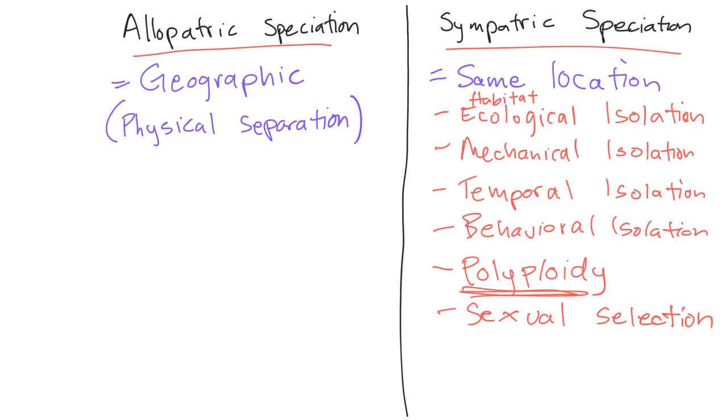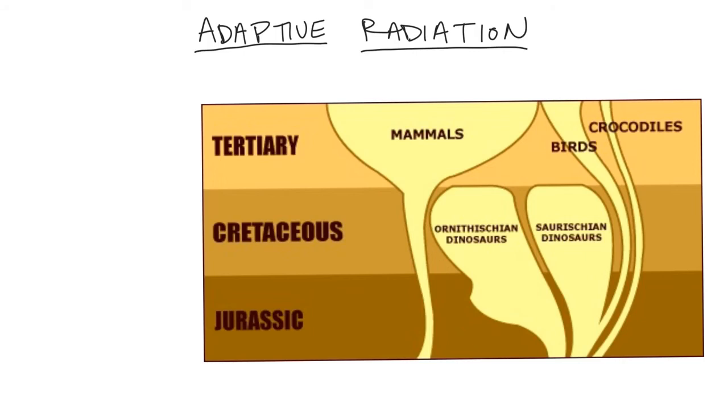Adaptive radiation. This is where you have niches which are unoccupied, which allows for one species to diverge into many species, or one population into many populations. And a good example of this is the dinosaurs and mammals, which coexisted for quite some time through the Jurassic and Cretaceous. There were small mammals which existed.